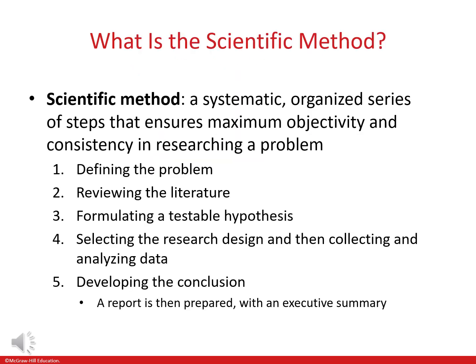What is a scientific method? Basically, it is a system that has you going through steps to ensure objectivity and consistency while researching a problem. So the first step of the scientific method is to define the problem. Know exactly what the problem is, and you have to be clear and concise so you know what the exact issue or question is that you're looking at.